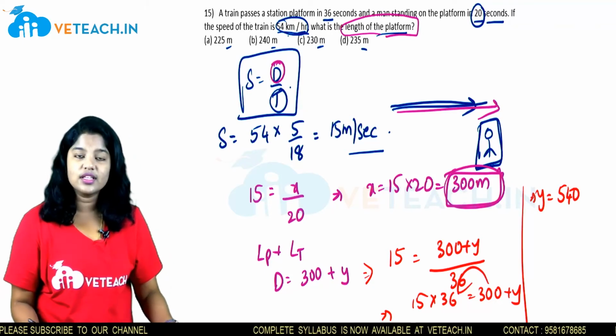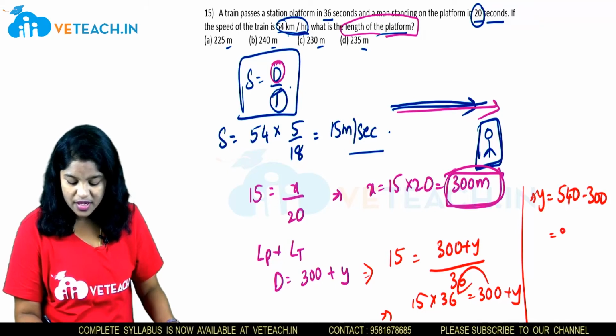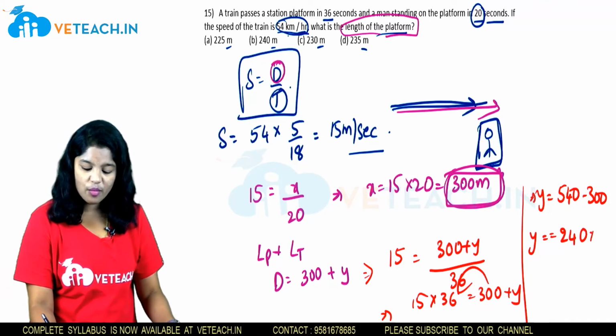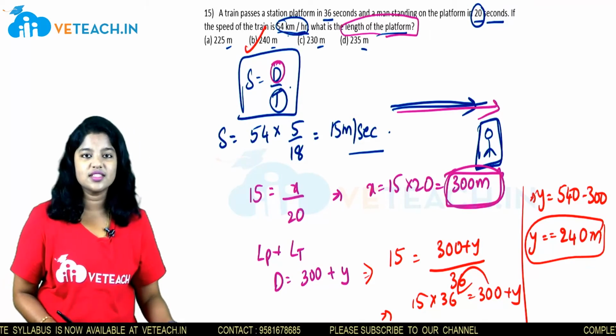Take this 300 to the other side, minus 300. So y is equal to 240. So the length of the platform is 240 meters. So option B is our correct answer.